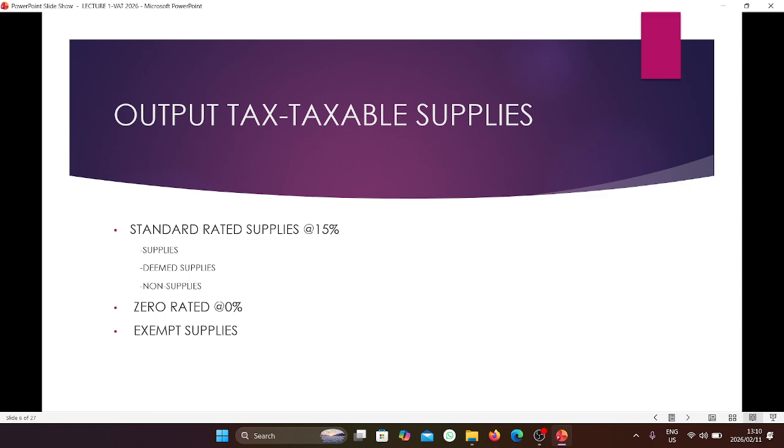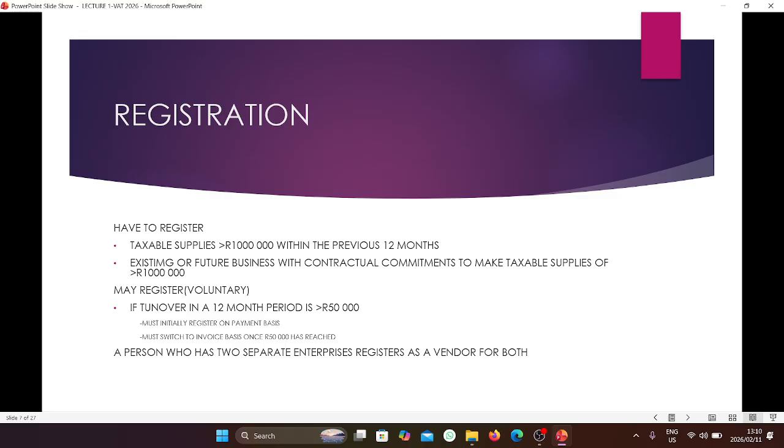And then registration, remember, there's two scenarios whereby as a VAT vendor, as a taxpayer, you are forced to register for VAT, right? You have to register for VAT if your taxable supplies are more than 1 million in the previous 12 months. So if in the last 12 months you made taxable supplies of more than 1 million, you have to register for VAT, right? And if you are estimating that in your future business and your contractual commitments, you are going to make taxable supplies of more than 1 million, you still have to register for VAT.